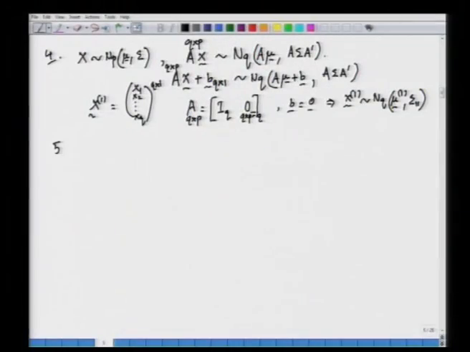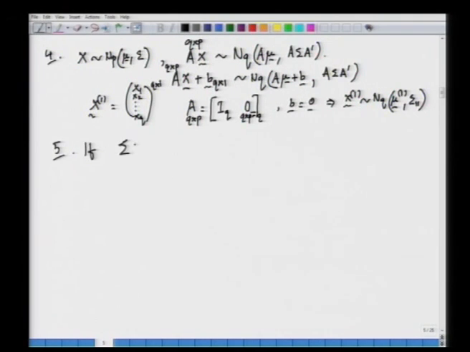So, till now we have been talking about the multivariate normal distribution without actually referring to the probability density function of the distribution. At this point, we are going to talk about the PDF of the multivariate normal distribution. So, this is our next result.